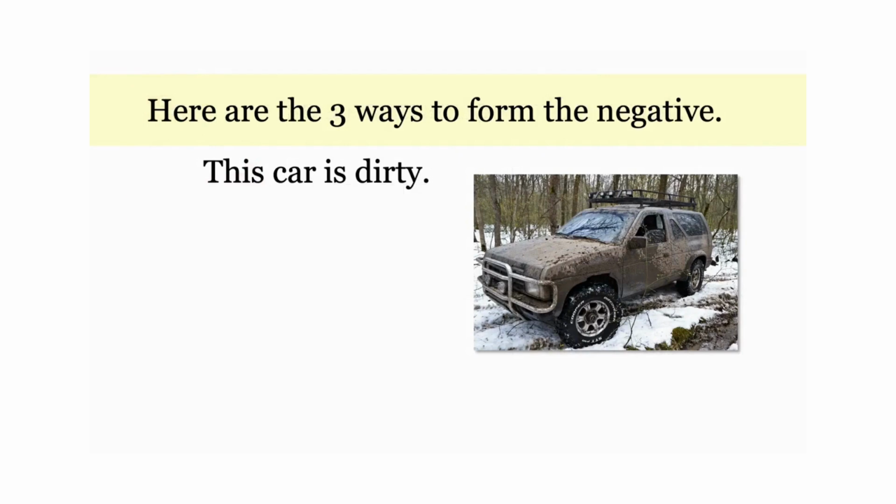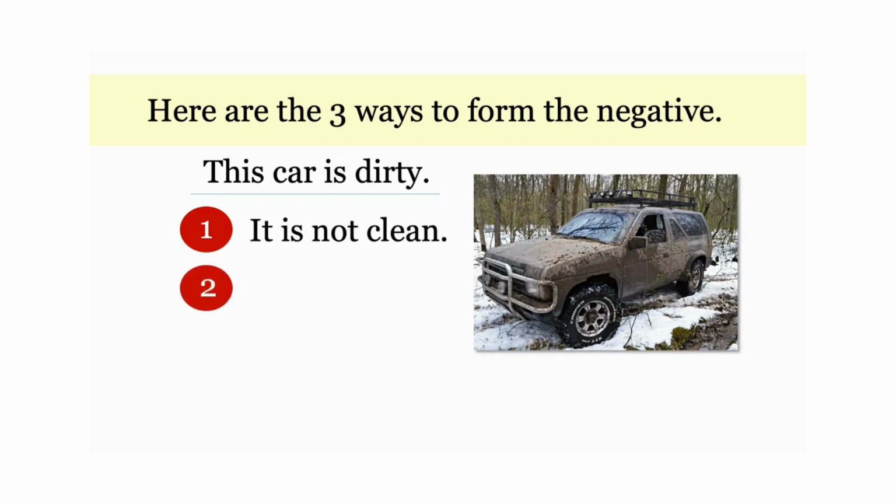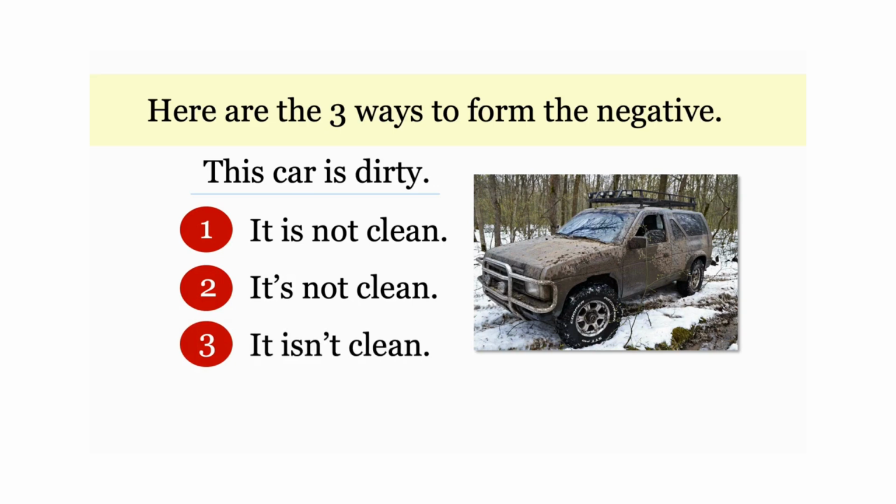Here are the 3 ways to form the negative of be again. This car is dirty. First way, just add the word not. It is not clean. Second way, make a contraction with it and is. So we say, it's not clean. And the third way is to make a contraction with is and not. So we say, it isn't clean. Notice we still have is and not in every sentence.